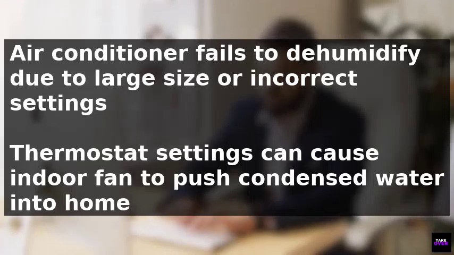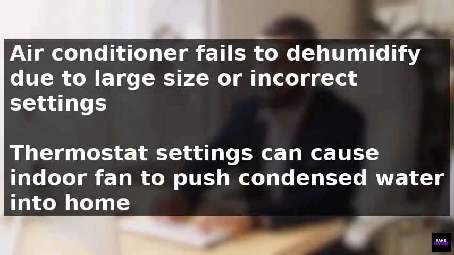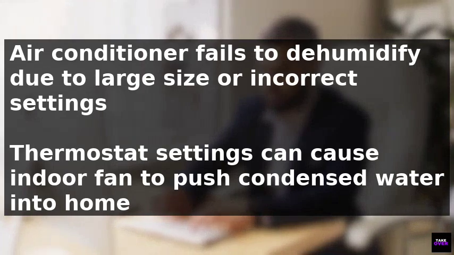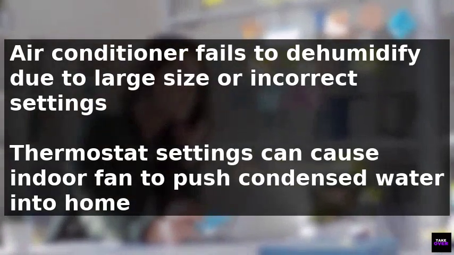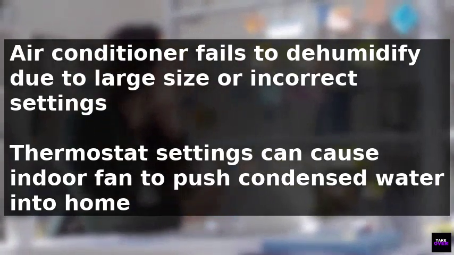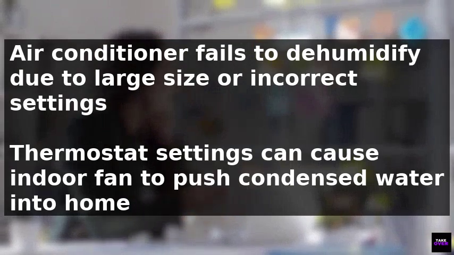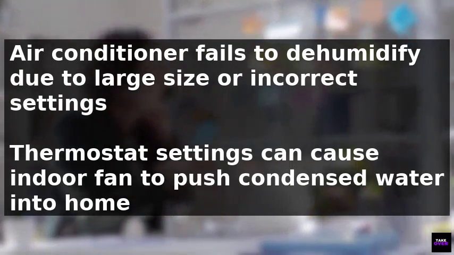When an air conditioner fails to dehumidify, it's often due to being too large for the space it's cooling, incorrect thermostat settings, or clogged evaporation coils. To address these issues, start by checking the thermostat settings.